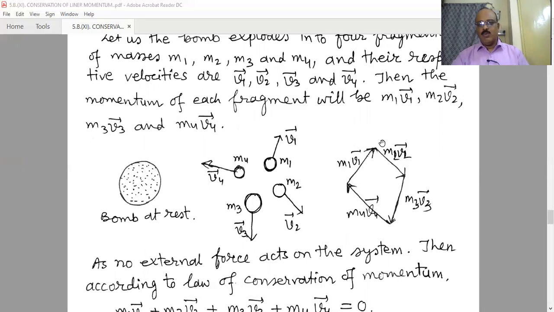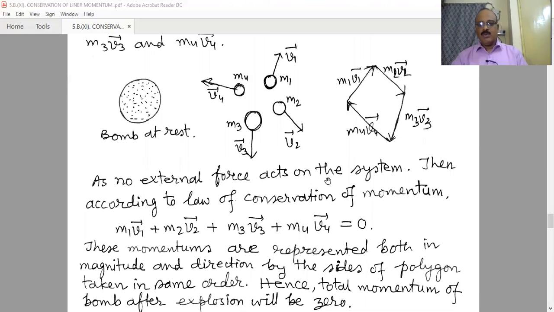According to the polygon law, here there are 4 fragments. Therefore, these 4 linear momenta can be expressed along the 4 sides of a quadrilateral or polygon taken in the same order. That means it would be a closed polygon, a closed quadrilateral, and for that the velocities v1, v2, v3, v4 will be in different directions. That means when any bomb explodes, the n fragments will move in all directions.